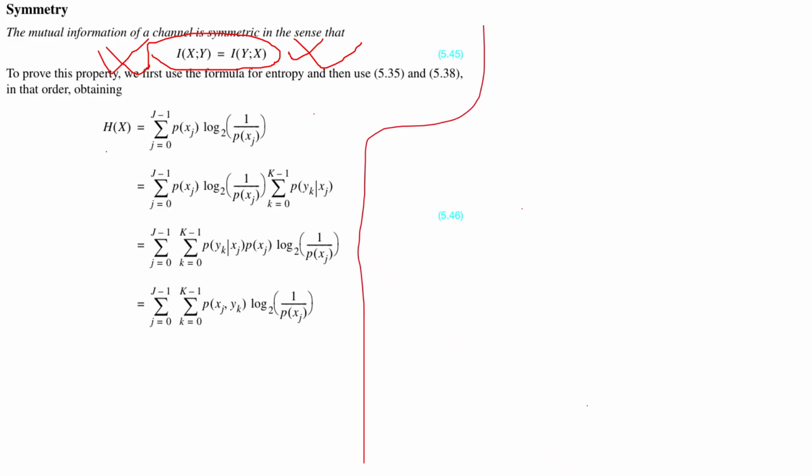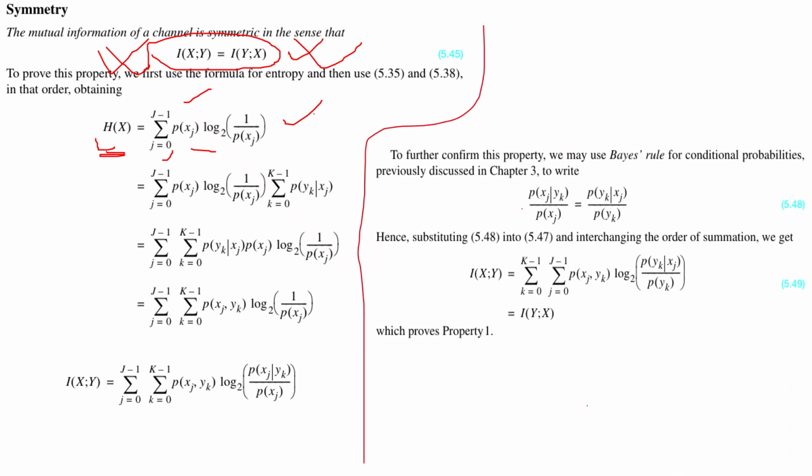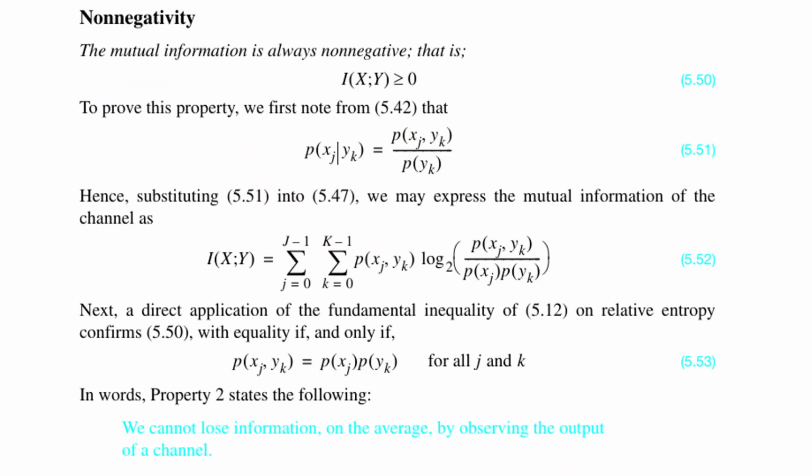So how will you prove? We'll start from the entropy, right? Entropy, already you know, how to find: p(x) times log of 1 over p(x), and here we are considering the nth number of the x variable. So you can consider j = 0 to 1, so add all those information. Further use the Bayes theorem, Bayes rules for conditional probabilities, and then you will get the value that will be equal to I(Y;X). So this is the symmetry property.